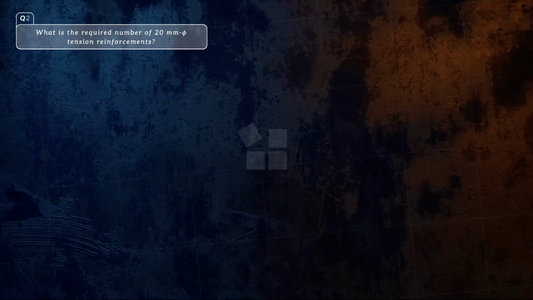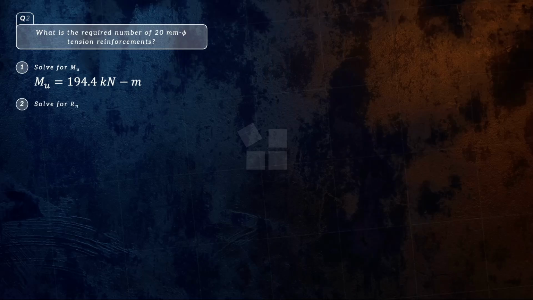For the second question, we are asked for the required number of 20 mm diameter tension reinforcements. The conventional method for this case involves solving for the value of a, comparing it to a max to determine if the design should be singly or doubly reinforced, applying equilibrium to solve for the steel area, and only then can the required number of bars be solved. But for this video, I am going to introduce to you a 4-step process that can be faster and less tedious. Step 1 would be to solve for the maximum factored moment Mu, which we just did a while ago for the first question, having a value of 194.4 kilonewton meter.